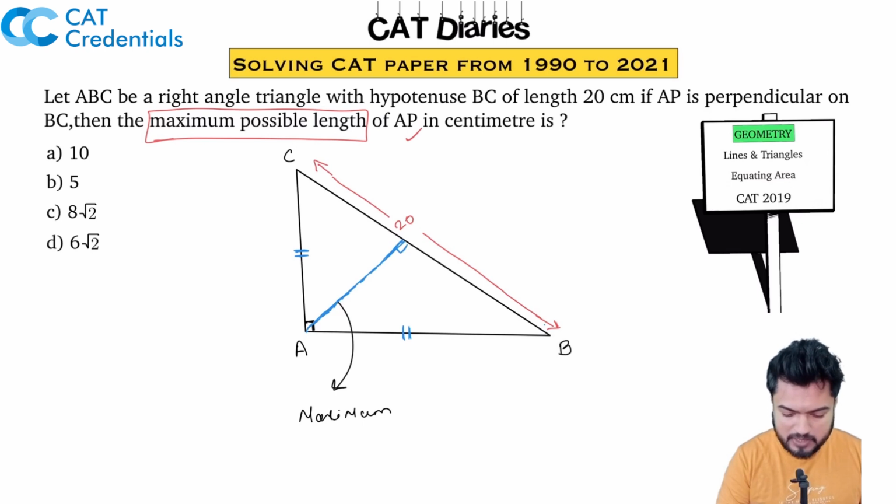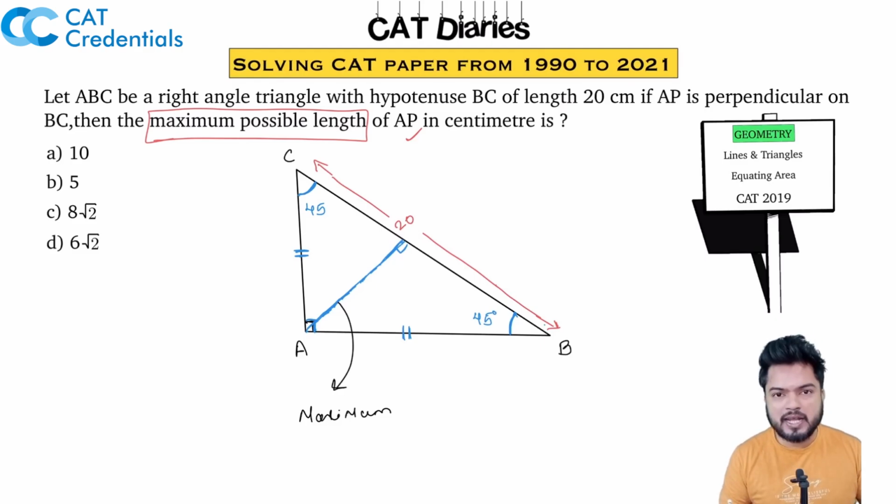If it becomes an isosceles triangle, which means what? This is 90 and these two angles are equal to each other. Okay, so 90 will be equally distributed across two angles. This will become 45, this will become 45. Okay, because the sum of the angles of a triangle is 180. 90 is already here, and the rest is equally distributed. So this becomes a 45, 45, 90 triangle now.